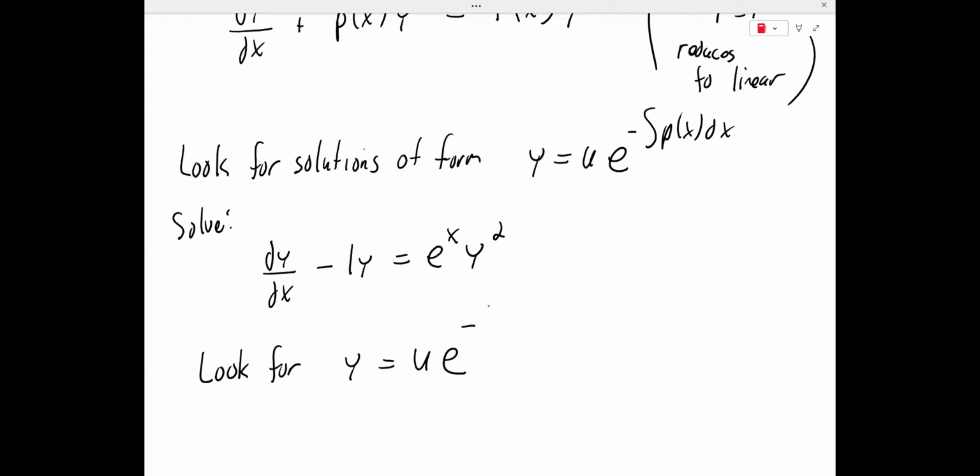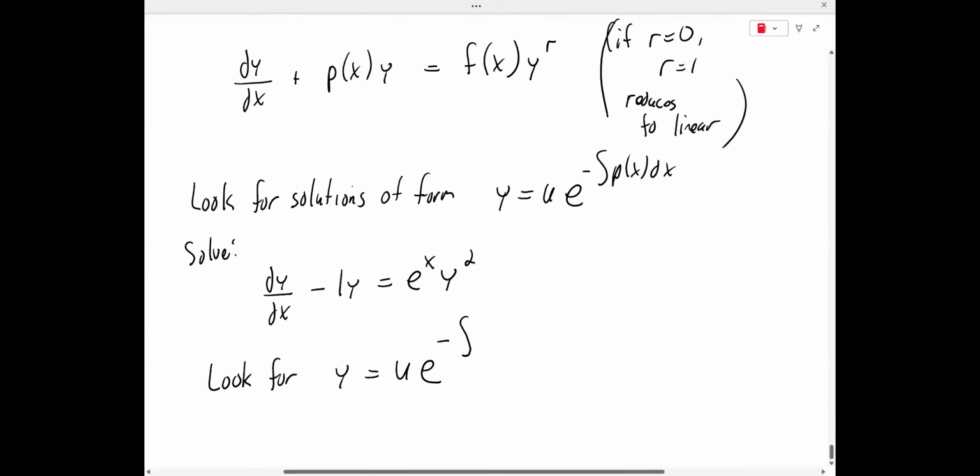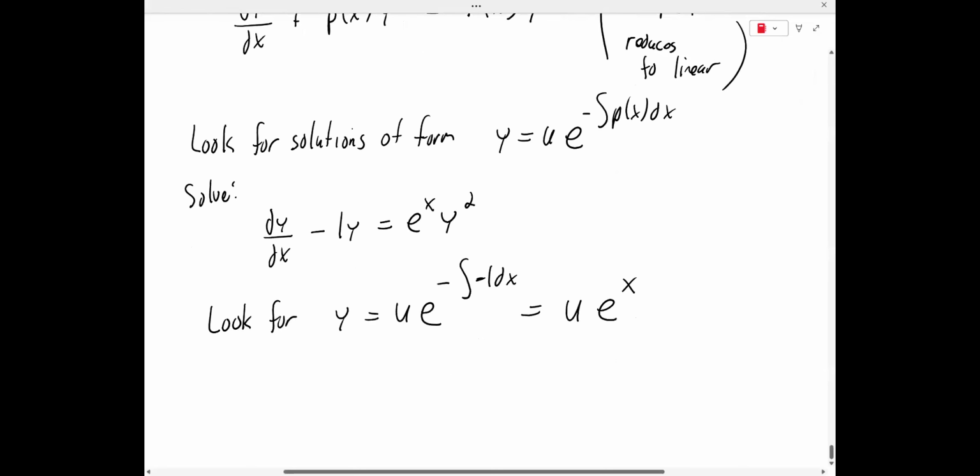E raised to the negative integral. And then what would go here? -1. That's the p of x, right, from up here. So -1 dx. So that's going to be u times e. Now of course, this becomes e to the x, because you take the negative out, right? The dx just becomes an x. So it just comes like this. So look for solutions like this. Okay, anything else so far?